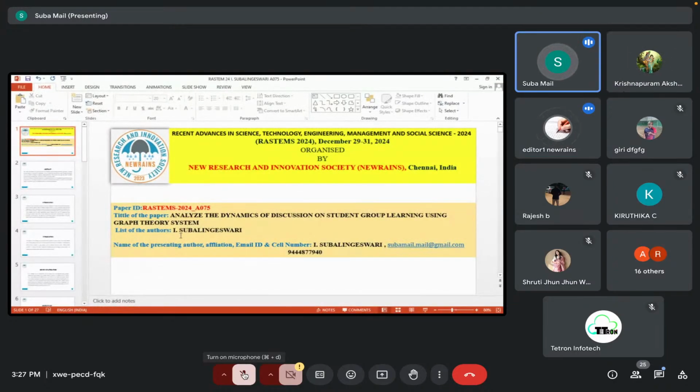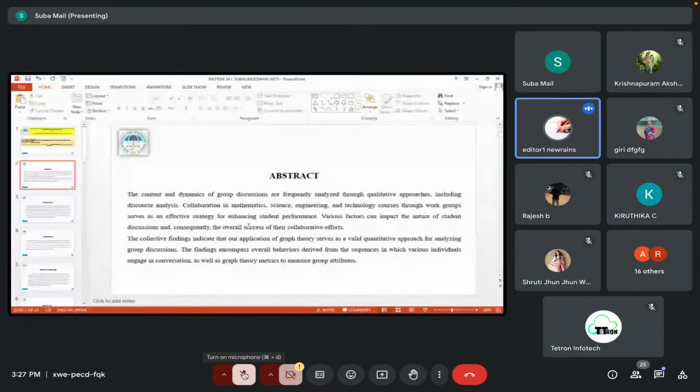Very good afternoon, one and all present here. I'm Subbalingeshwari, from NKT National College. My topic is entitled Analyzing the Dynamics of Discussion on Student Group Learning using Graph Theory. Abstract: the content and dynamics of group discussion are frequently analyzed through qualitative approaches, including discourse analysis.